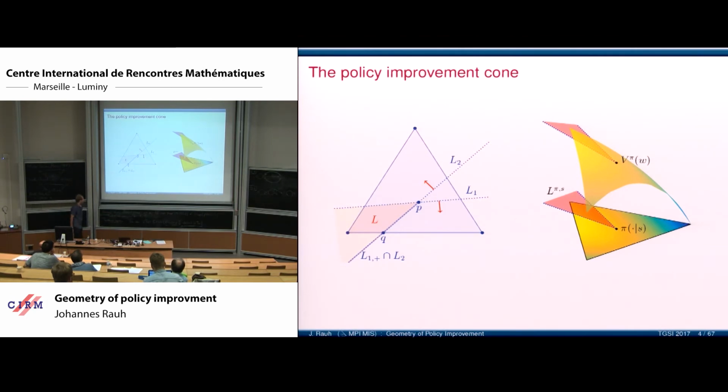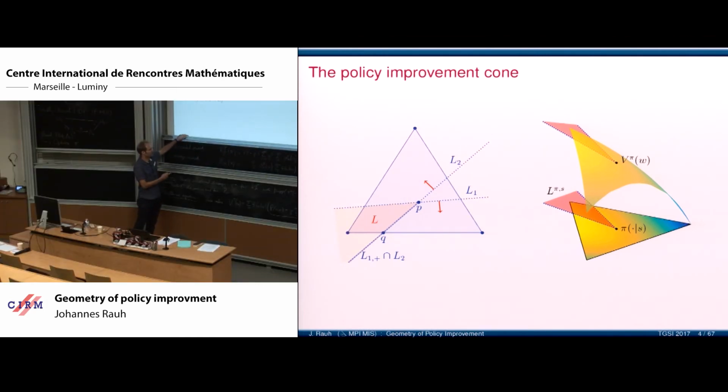And now to prove this theorem, you need to show basically that this cone is always large enough to hit a point which has this required property. I will put it up later again.